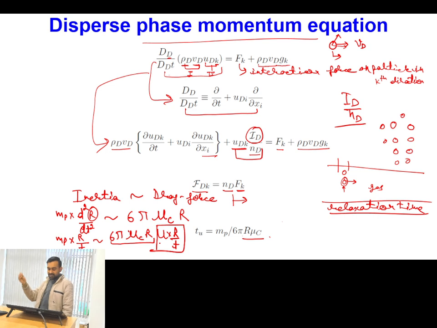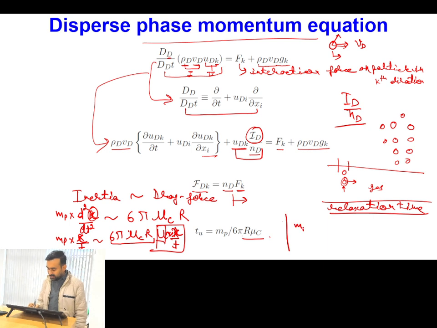Whenever we estimate the drag force on a spherical particle, it comes out to be 6 pi mu c r into u, where u represents the relative velocity between the particle and the surrounding fluid. This u can be written in terms of order of magnitude as r by t. For the position vector you can even use x. This x will cancel out, and ultimately you will get tau u equal to m p by 6 pi r mu c. Is this one clear, or do I explain it again?